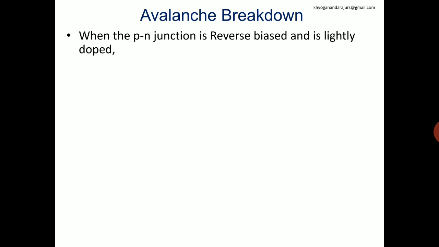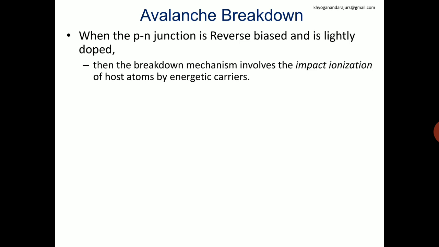For Zener breakdown, what was the condition? The PN junction should be in reverse bias, and the PN junction should be heavily doped. Both the P type and the N type should be heavily doped. In the first class, when we were discussing the two breakdown mechanisms, we found that avalanche breakdown will occur for a few reverse bias volts to a few thousands of reverse bias volts. Not only that, the P and N should be lightly doped. We'll consider the PN junction is reverse biased and the P and N are lightly doped.